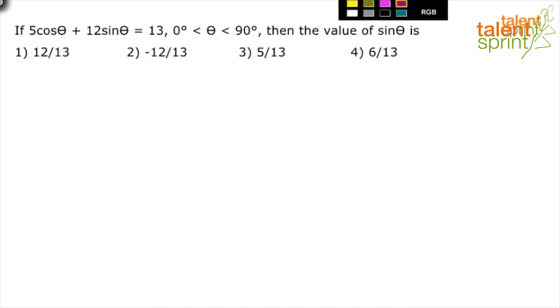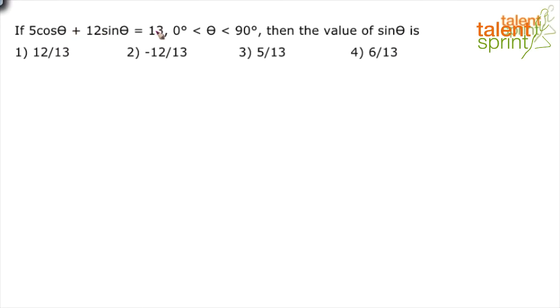Another question from trigonometry. Now this time it says 5 cos theta plus 12 sin theta equals 13. Again, theta should be between 0 degrees and 90 degrees. So what is the value of sin theta? Something similar to what we had done in the previous question. 5 cos theta plus 12 sin theta equals 13.